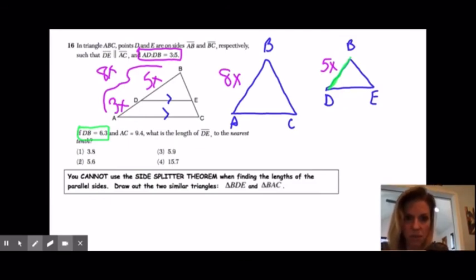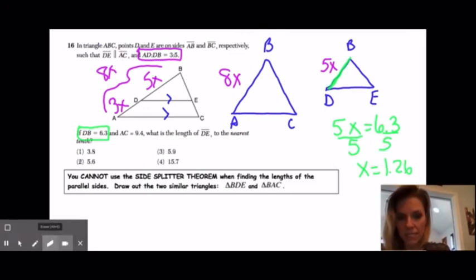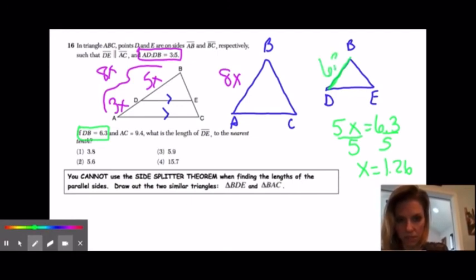In other words, if we labeled DB with a 5X, but they tell me that it actually equals 6.3, can I say 5X equals 6.3? Let me divide by 5. And I get that X equals 6.3 divided by 5, 1.26. Isn't it so much nicer to have lengths instead of having X's? So let me replace these X's with actual lengths here. They told me DB is 6.3. So this is 6.3. We found X to equal 1.26.